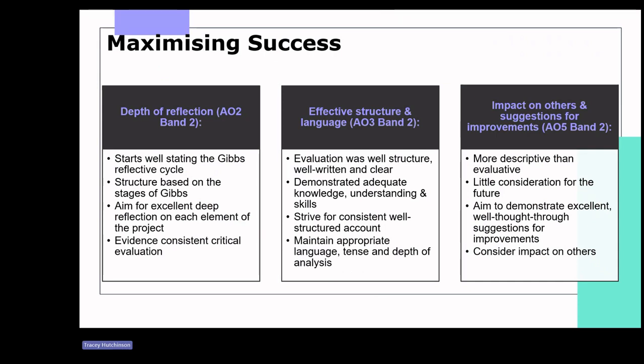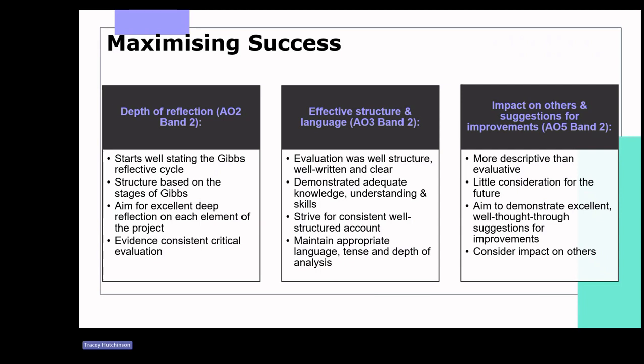So with using the Chief Examiner's commentary and cross-referencing it with the grading bands, we can see some key areas of development and evidence. So for AO2, depth of reflection, there's clear evidence of Band 2 criteria. The task starts well by stating the reflective cycle being used. The student then structured their report based on the stages of the cycle. This shows their knowledge of Gibbs. To reach a higher band in AO2, students should aim for excellent deep reflections on each element of the project, demonstrating consistent evidence of critical evaluation and conceptualizing of the tasks being reflected on.